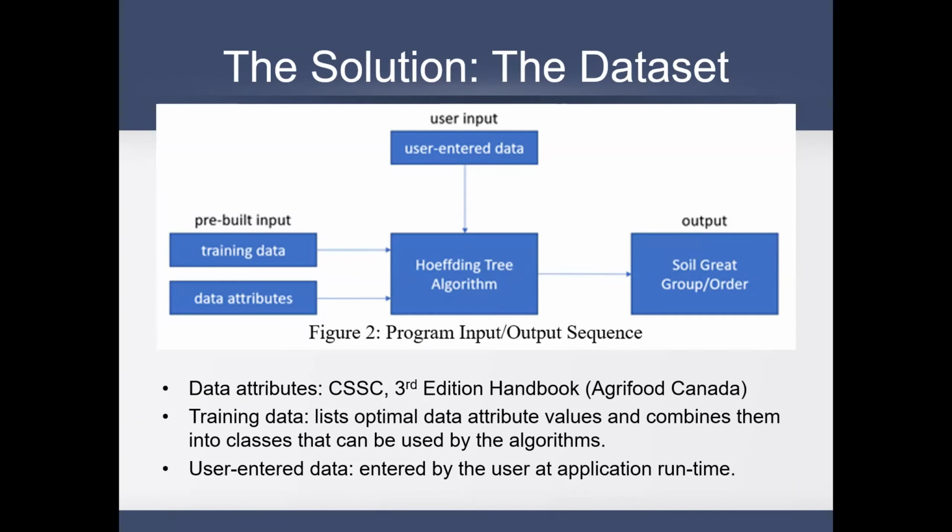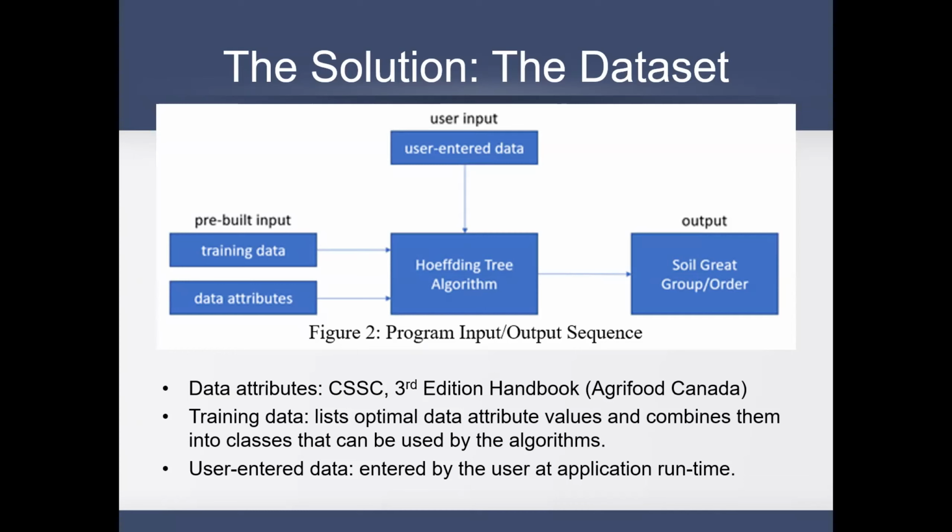So we have our pre-built input with our training data and our data attributes. Then we take our user entered data, we feed that all into the algorithm, and you've all obviously been tipped off to which algorithm is the best here. And then we get an output, which is a soil grade, group, and an order. So that's a simple data flow of how we went about solving this problem.